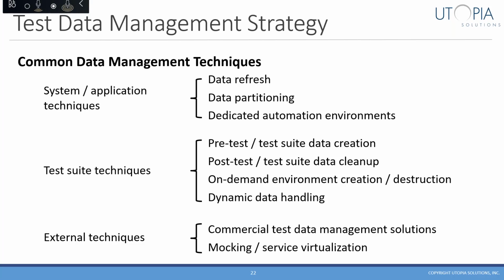I think the important takeaway here, though, is to understand that A, test data management is absolutely important, required to test automation, and that B, we need to have a decent tool belt of techniques that we can use to address whatever our specific situation is.